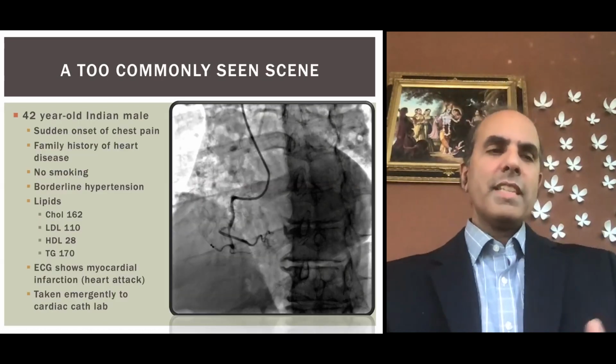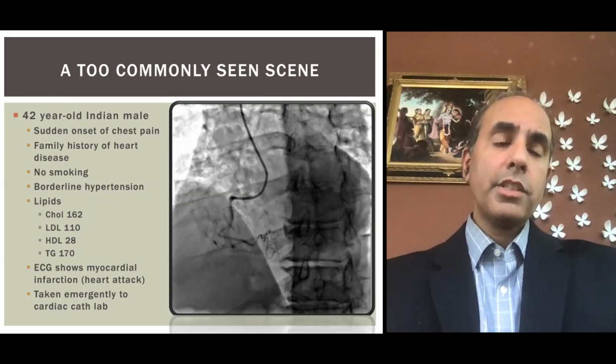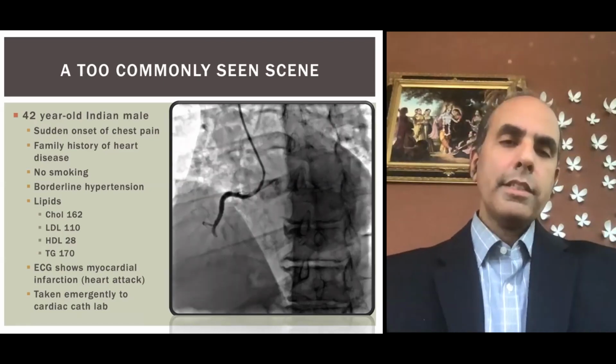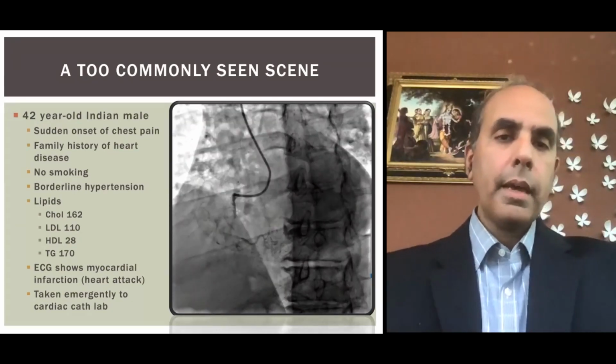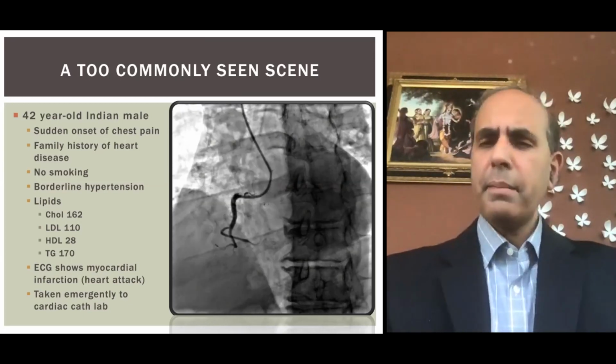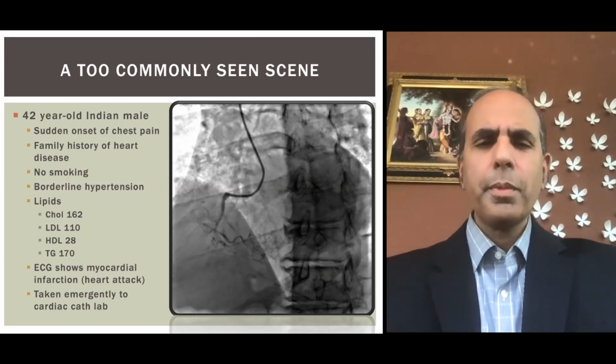Now, the previous slide was what happens at kind of a mechanistic level, but this is what we see clinically. This is an all too common scenario. This is a 42-year-old Indian male who presented with sudden onset of chest pain, had a family history of heart disease, doesn't smoke, high blood pressure was a little elevated, not terrible.